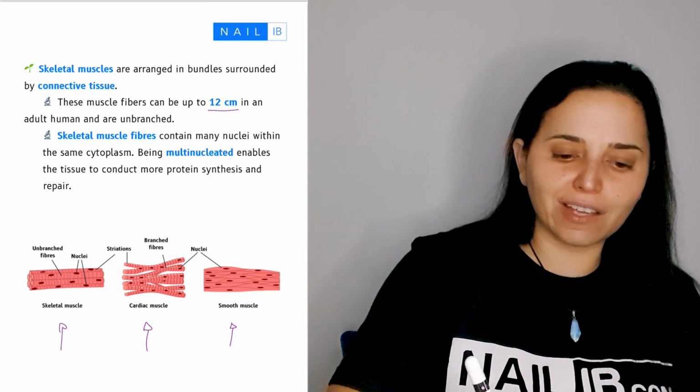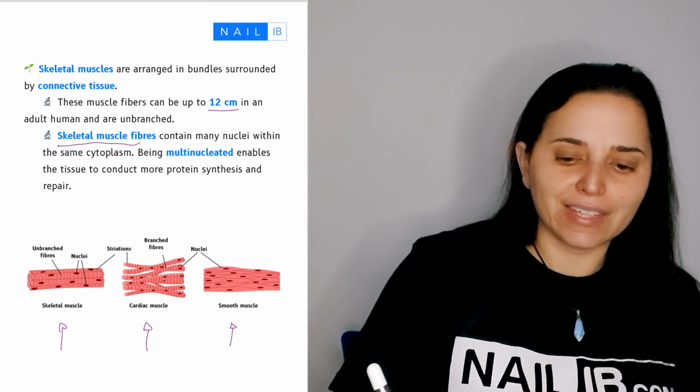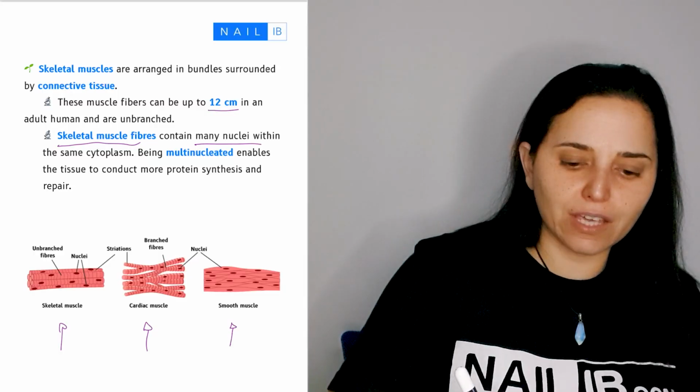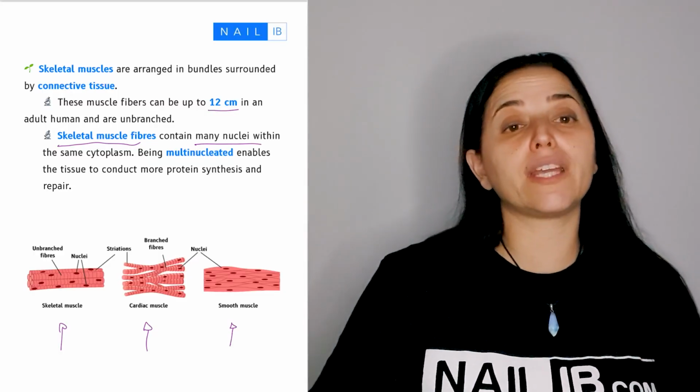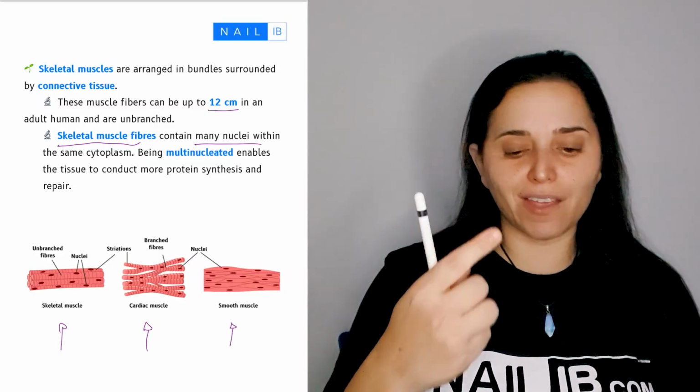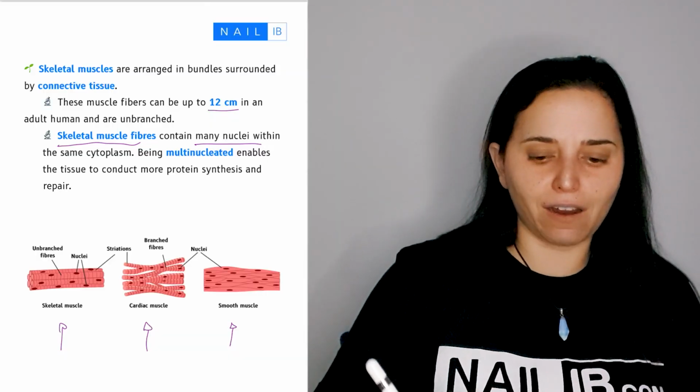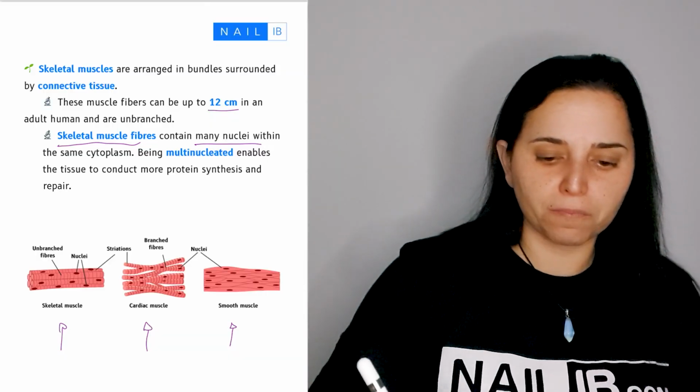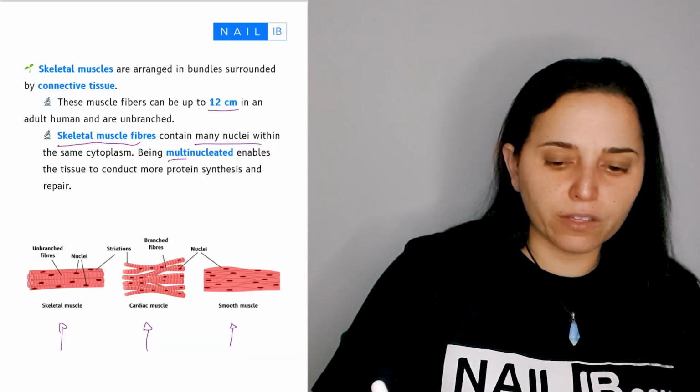Now, here's an interesting thing about the skeletal muscle fibers. They have many nuclei within the cytoplasm. So they are known as multinucleated, which means many nuclei in one cell. However, you don't see that in the cardiac muscles. Now, what makes being multinucleated so important?